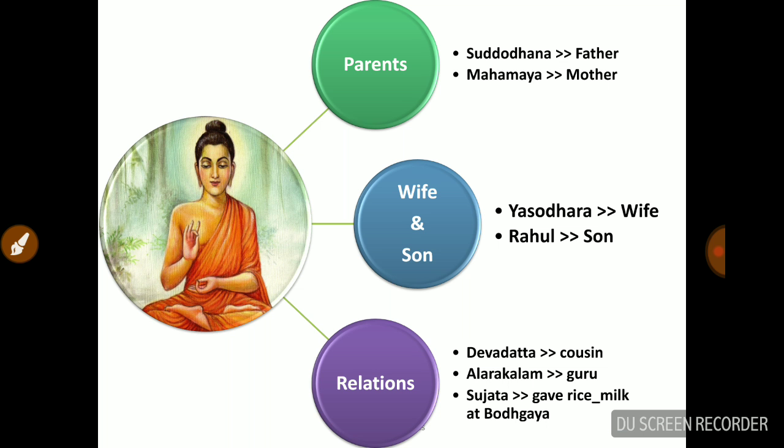Alarakalam is a guru who first taught him how to meditate. Another important person is Sujata. At the place where he was first enlightened, Bodh Gaya, Sujata was there with Buddha, and she gave rice, milk and other food supplements to Lord Buddha. Those are the main important family related points related to Buddha.